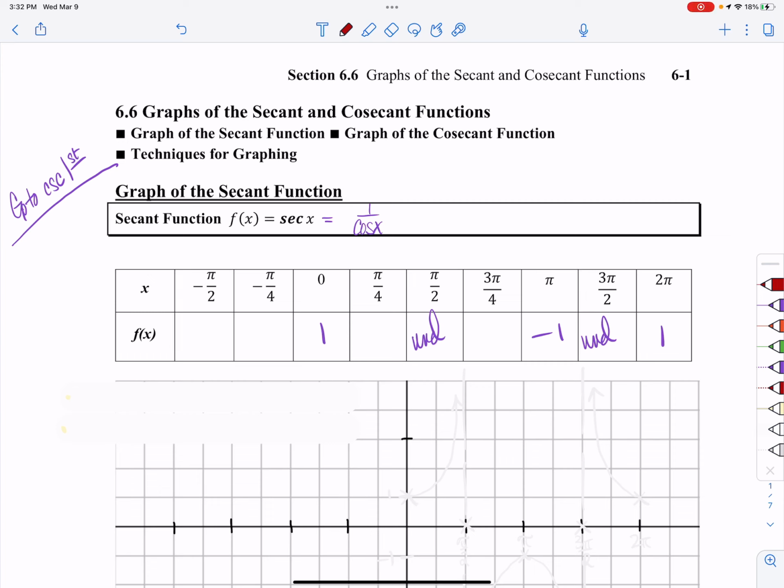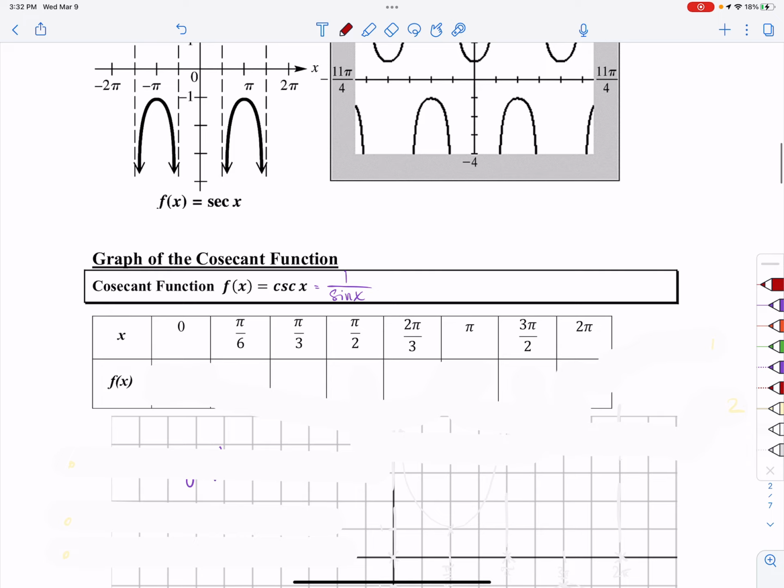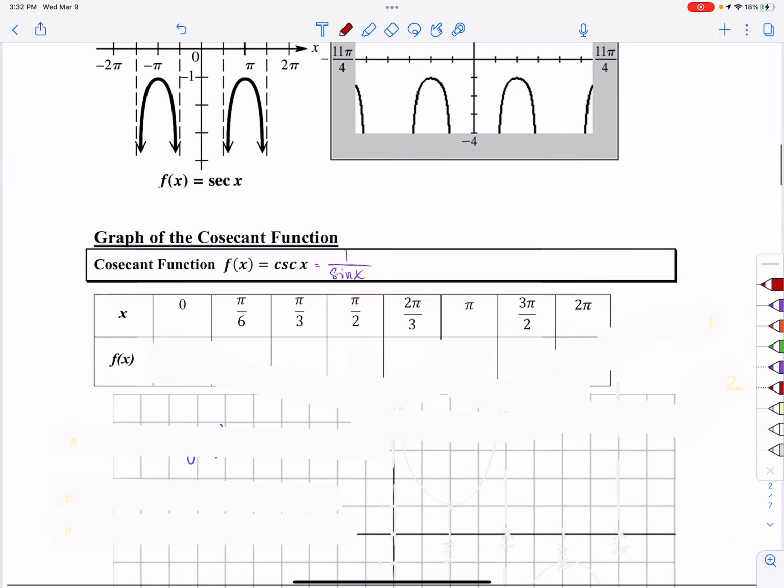Hey folks, so this is going to be a video that deals with the graphs for secant and cosecant parents. I personally like to cover the cosecant parent first. So we understand that cosecant of x is the same thing as 1 divided by the sine of x. This is according to our reciprocal identities.